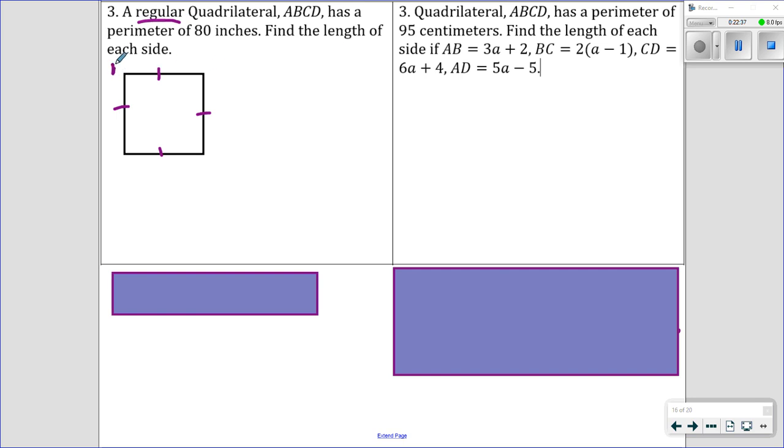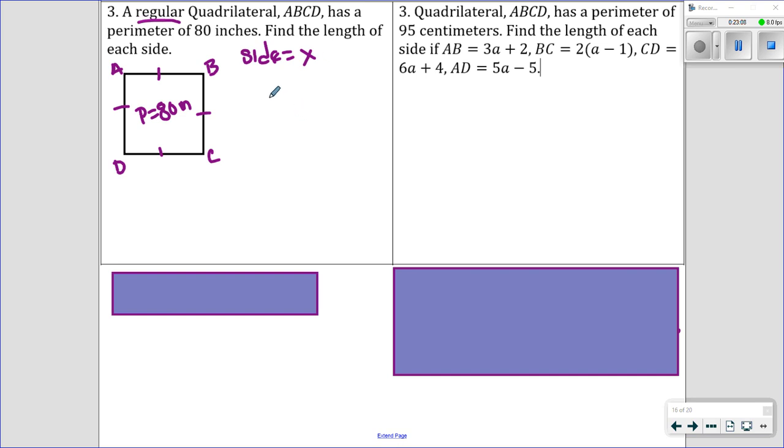And I'm going to label it A, B, C, D. When you label a shape, if you go clockwise or counterclockwise, make sure you go in order. So A, B, C, D, not A, B, D, C. The perimeter, I'm going to put is 80 inches. Find the length of each side. Alright, so if the perimeter is 80 inches, and we don't know what the side is, so the side, I'm going to say equals X.